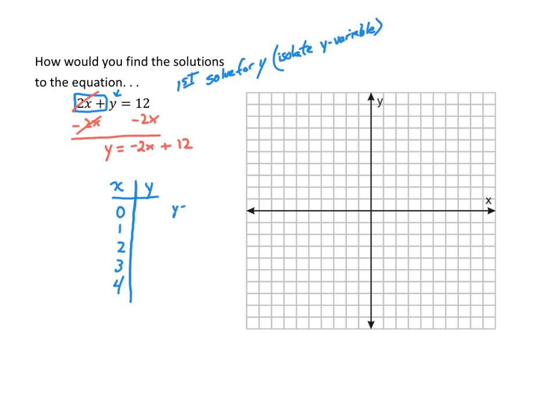So the y, all we have to do is negative 2 times 0 plus 12. Negative 2 times 0 plus 12 is 12. So negative 2 times 1 plus 12. Well, that's negative 2 plus 12, which is 10. And negative 2 times 2 plus 12, oops, plus 12. That's negative 4 plus 12, so that's 8. See a pattern emerging? Looks like it's going down by 2. Down by 2. So go down by 2 again. Go down by 2 again.